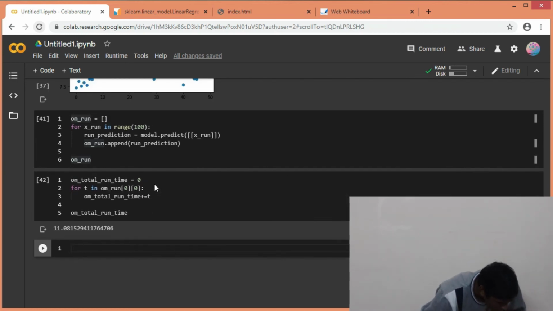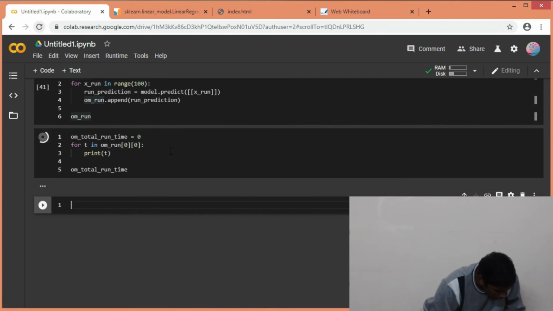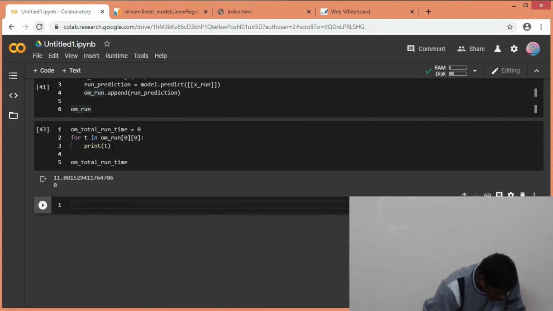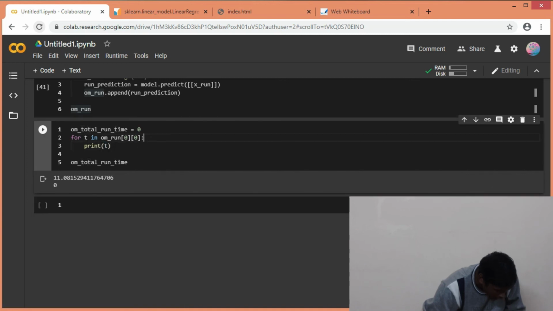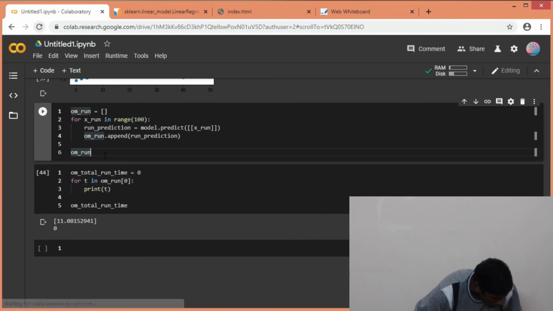What? Wait, I guess I have made some mistake in here. For t in this, Om run plus equals, so it's plus t, right? Won't that be the case? Let's see what t is. 20. Okay, so t is actually 0. Why is t 0? Maybe it's a 1D array. There should be 100 things that I'm printing, right? Om run. Wait.